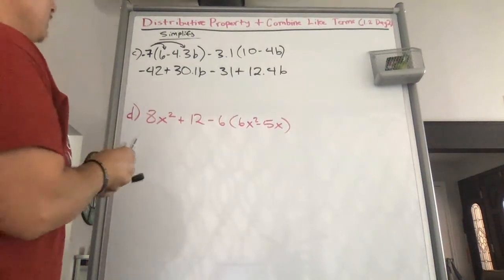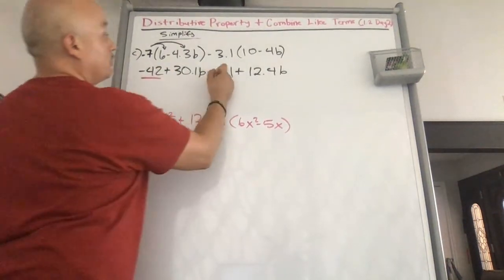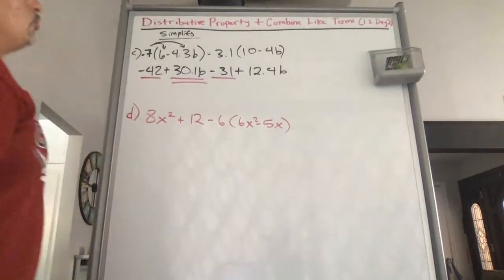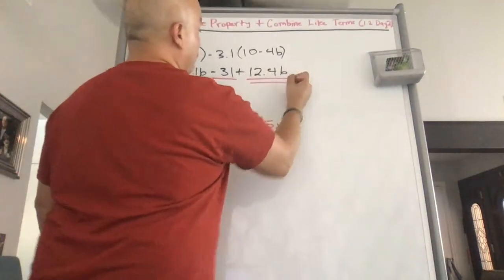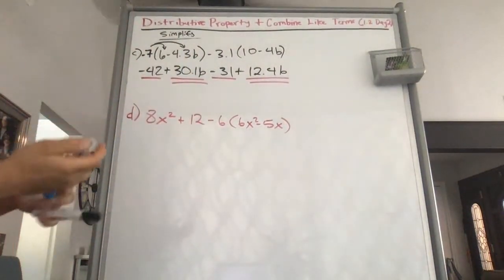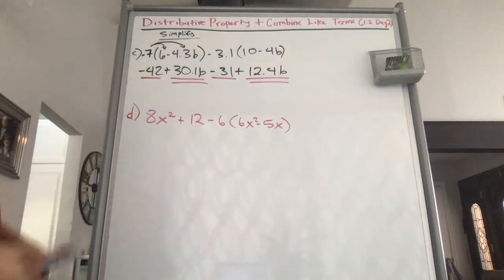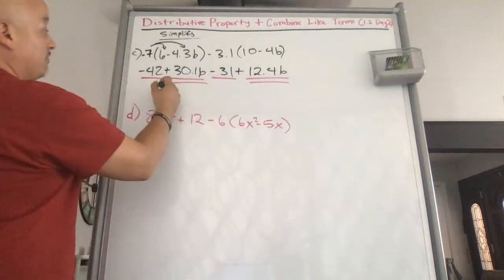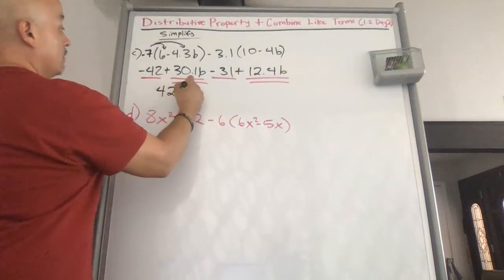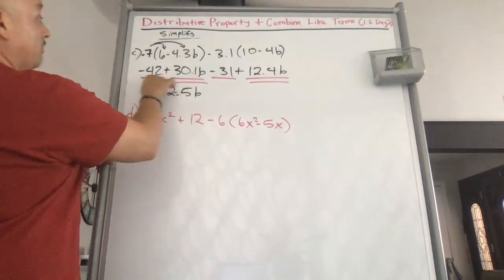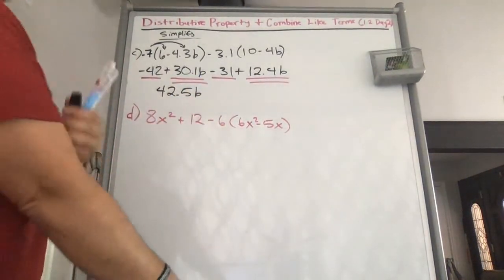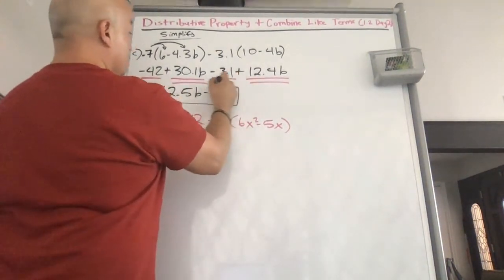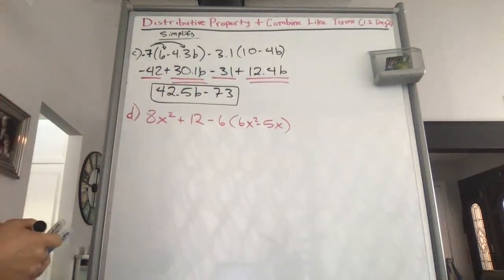I have some like terms here. Let's see, negative 42 and negative 31, those are constants, those are like terms. 30.1b and 12.4b, they both have a b, so those are like terms. And let's see, if I add these two, what is that, 30 plus 12, that's 42.5b. And negative 42 and negative 31, they're both negative, so that should be added, and we'll get negative 73. So distribute and combine like terms, there we go.